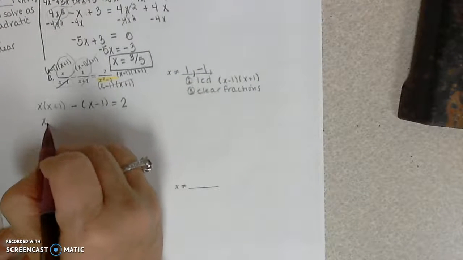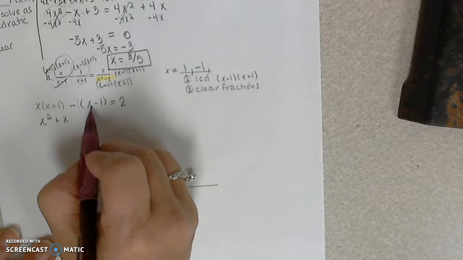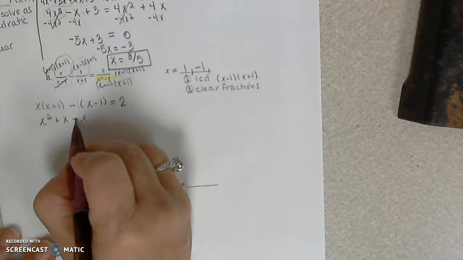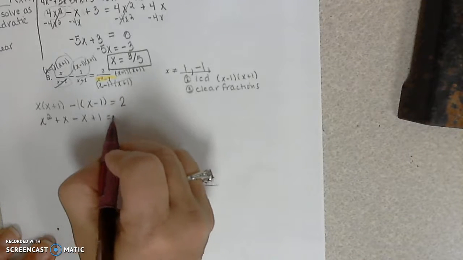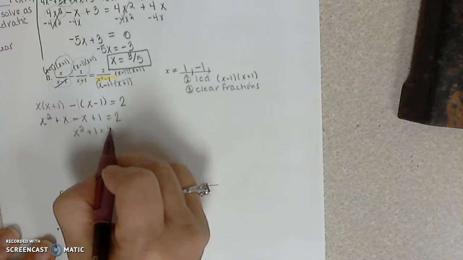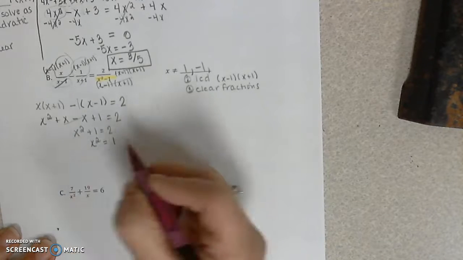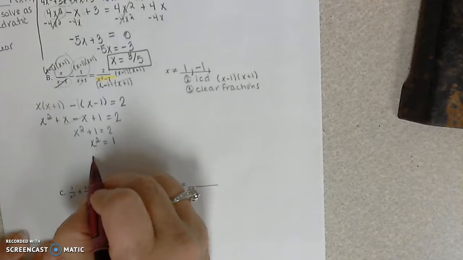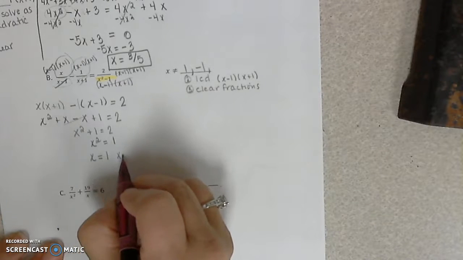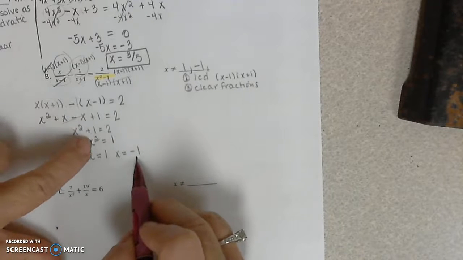And just start cleaning it up. Let's distribute the x through. Here there's an understood 1, so be careful. Distribute the x, or the negative sign, and then negative times a negative 1 is a positive 1. X's 0 out. Let's say you can subtract a 1 if you want to and have x squared equal 1. And extract square roots. X equal positive 1 and x equal negative 1. Because 1 squared is 1 and negative 1 squared is 1.